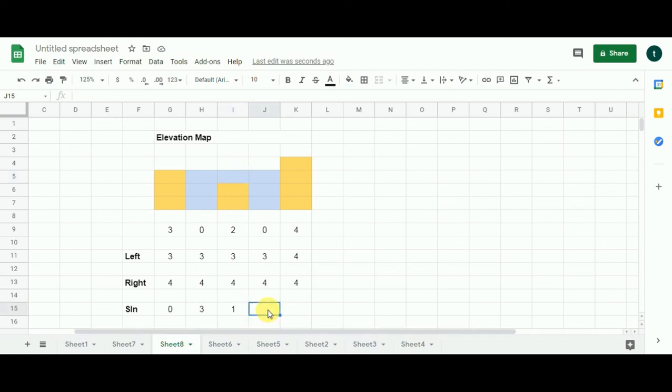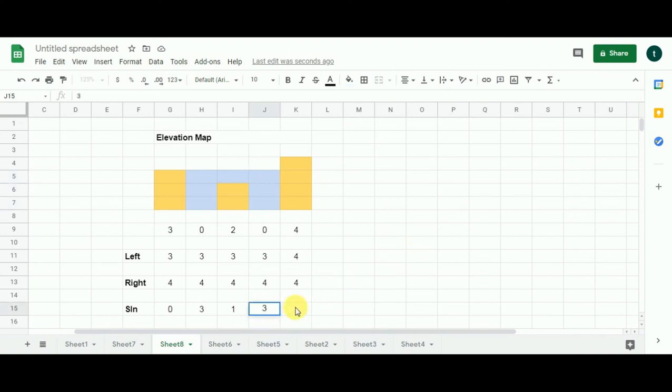Okay, moving to this position, we have 3 and 4. What is the minimum value? The minimum value is 3. 3 minus 0 is going to give me 3. That means 3 units of water can get trapped over here, can get stored in this particular slot, and that is what is visible to us.